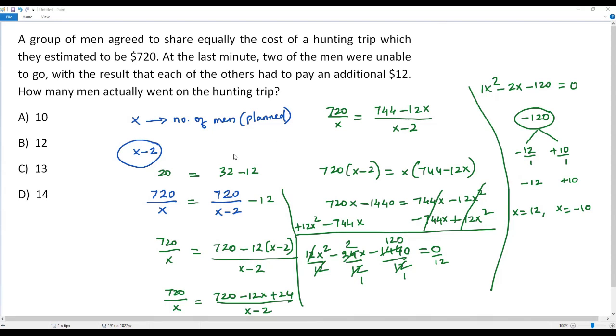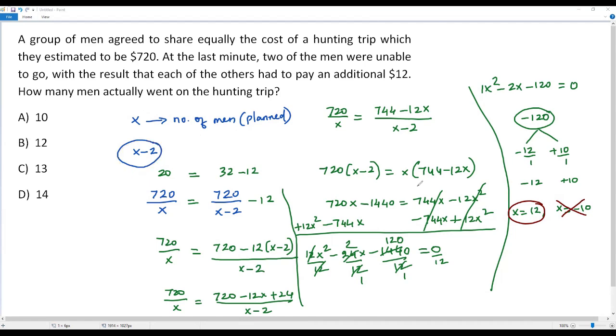Actually, x represents the number of men who plan to go for the hunting trip. So the number of men cannot be negative. So we can reject the negative value of x. We can consider the positive value of x. And according to the question, we have to find how many men actually went on the hunting trip. So x represents the number of men who plan to go for the hunting trip, but the number of men who actually went on the hunting trip is x minus 2, because at the last minute, two of the men were unable to go. So this expression gives the number of men who actually went on the hunting trip.